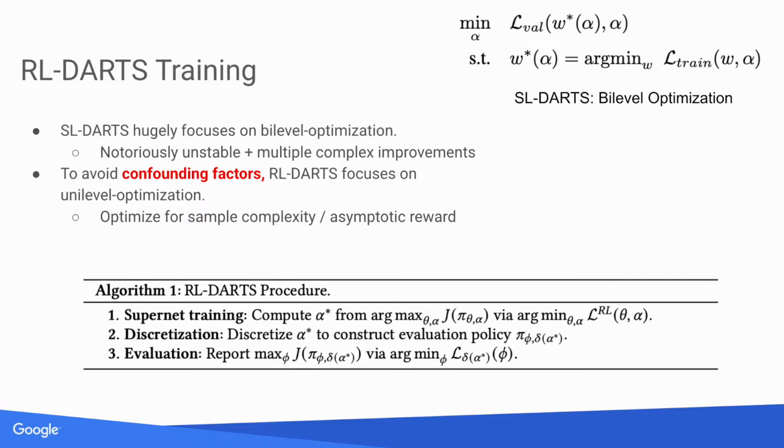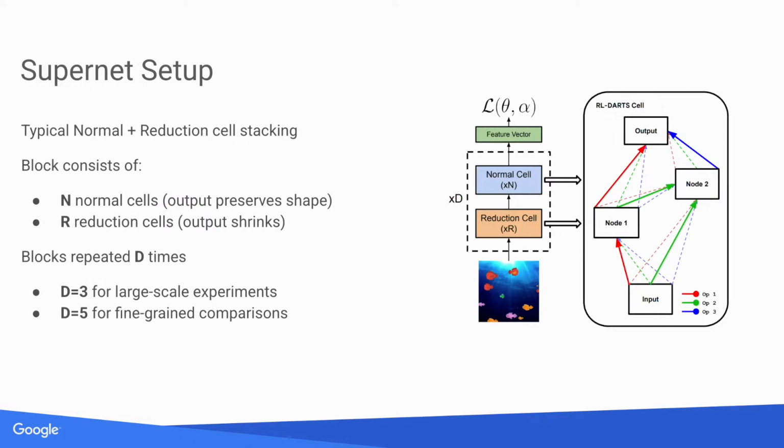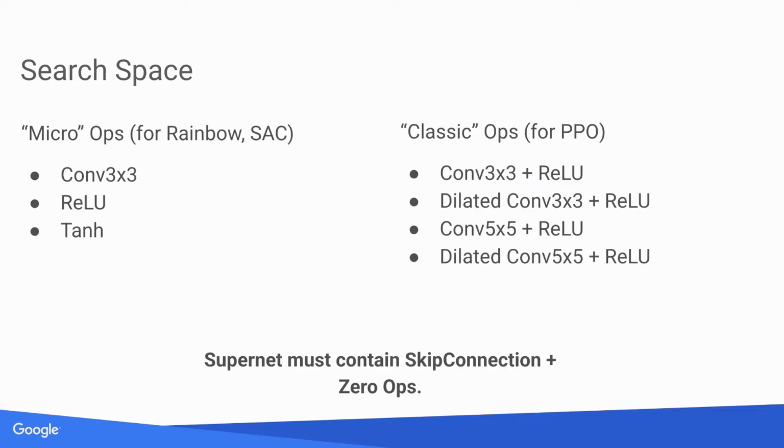conveniently attacks. In our setup for the supernet, we will apply a typical normal and reduction cell stacking. The entire network will be composed of D blocks, with each block consisting of N normal cells, which preserve the input shape on the output, and R reduction cells whose outputs will be a factor smaller than the input.